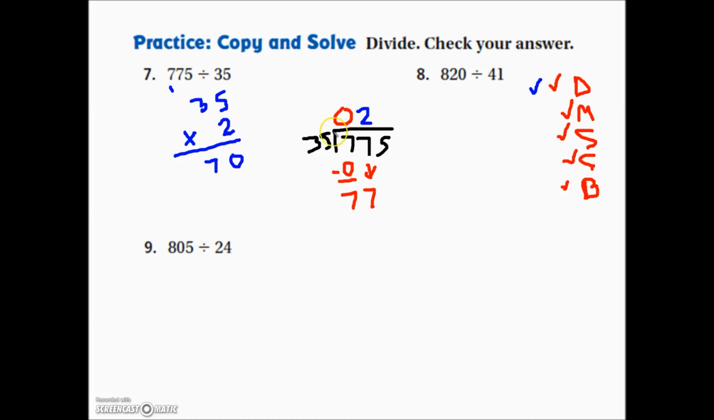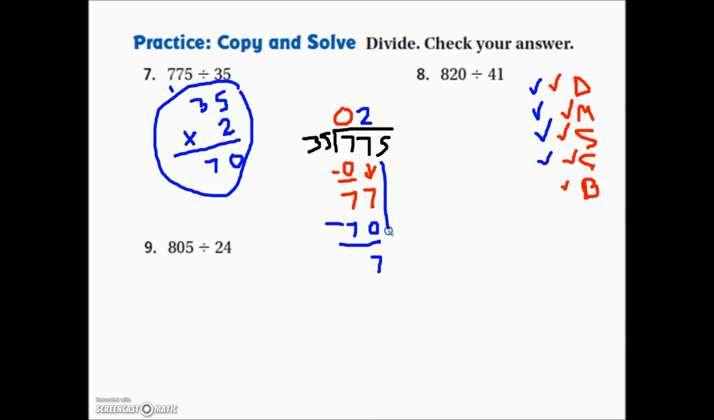I multiply 2 times 35, and I already did that over here, so then I put the 70 underneath the 77. Then I subtract them. 77 minus 70 is 7. A lot of 7s. Now I check. Is 7 less than 35? Yes, it is. Then I bring down the 5.